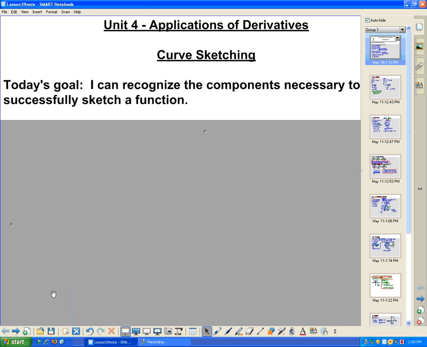Hello, welcome to the final unit of Calculus and Vectors. We are in Unit 4, and it is Applications of Derivatives.